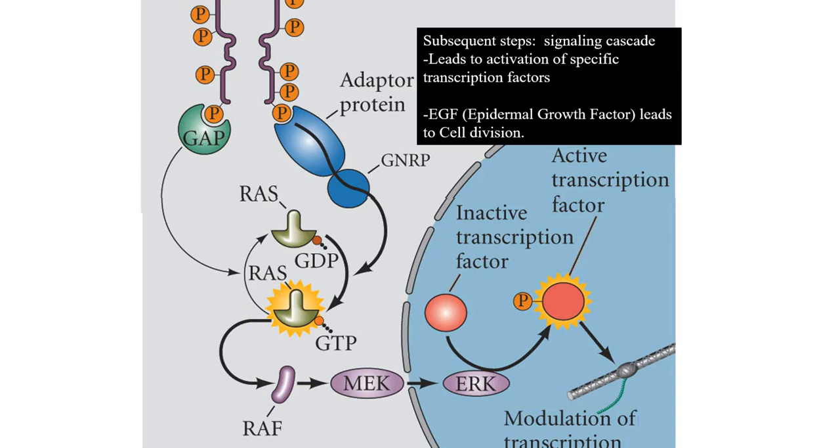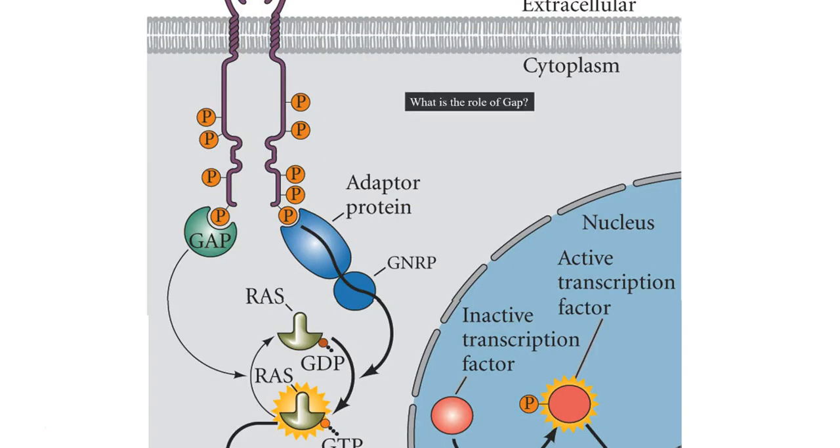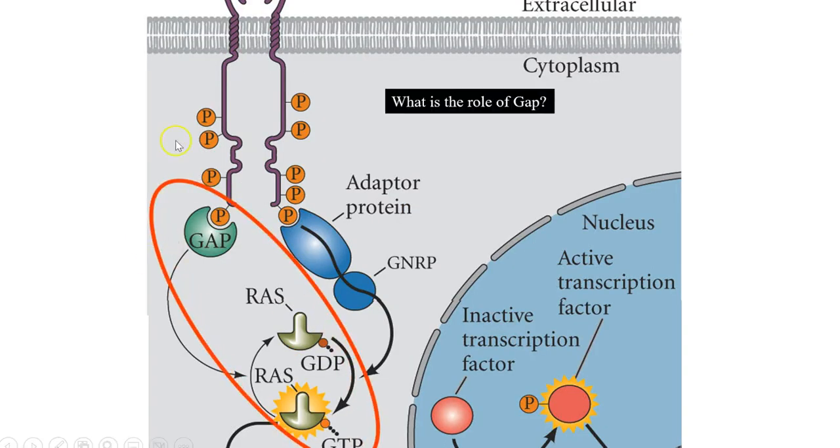Now, we do not want this to stay on forever. That would be bad. That would actually cause cancer, because if once a cell was told to divide once, it kept dividing forevermore, that's cancer. So we want this to be turned back off by default, and so this is actually the role of GAP. GAP's job is to take RAS GTP and turn it back to GDP.